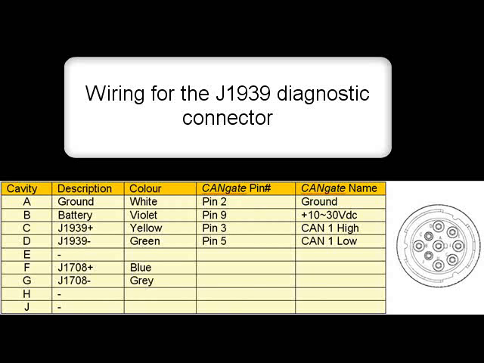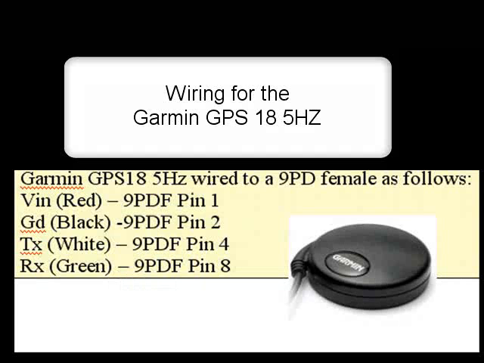We have connected a CAN bus J1939 diagnostic connector to CAN bus port 1 of the CANgate with the wiring as is shown. These diagnostic connectors are present on all CAN bus systems operating J1939 protocol. This would include virtually all large trucks, agricultural machinery, fixed engines and marine systems. For this example, we have also connected a Garmin GPS 18 5Hz to the GPS port of the CANgate.